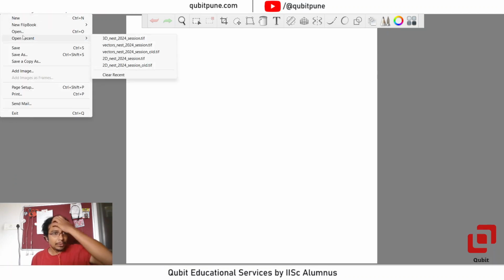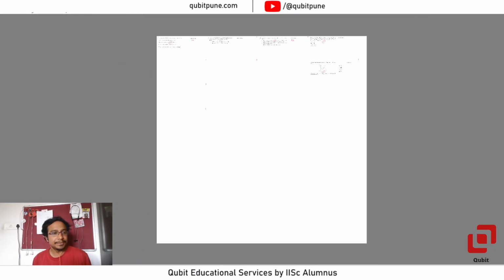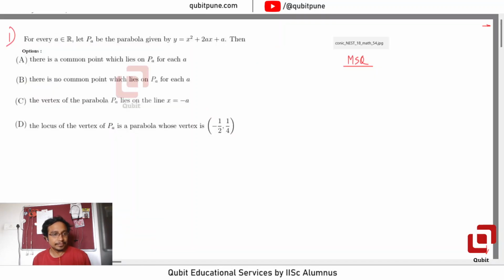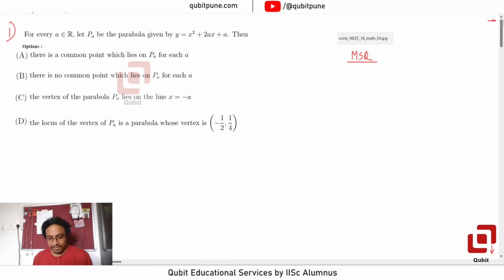So let's start with 2D then. First, let's start with 2D geometry, then we will go to vectors, and then we will go to 3D geometry. Okay? Alright. So we start with our first question, and I have mostly selected NEST multiple select questions, so that they're equivalent to 4 questions if MCQ. Okay.